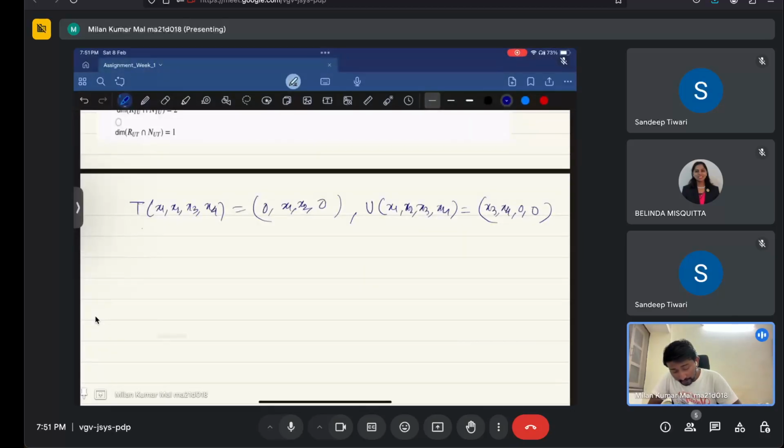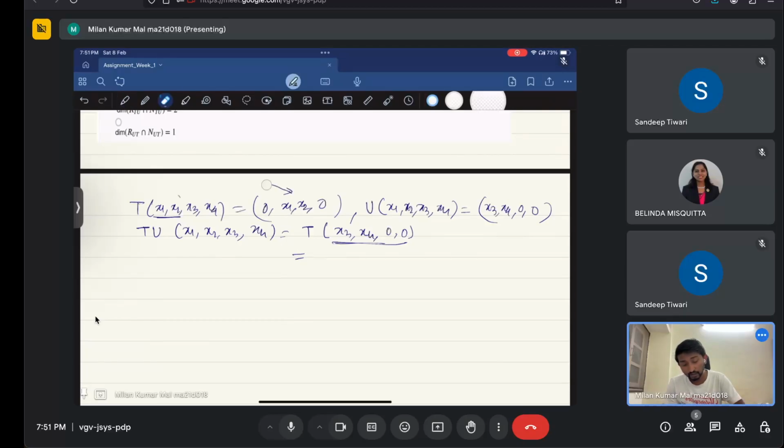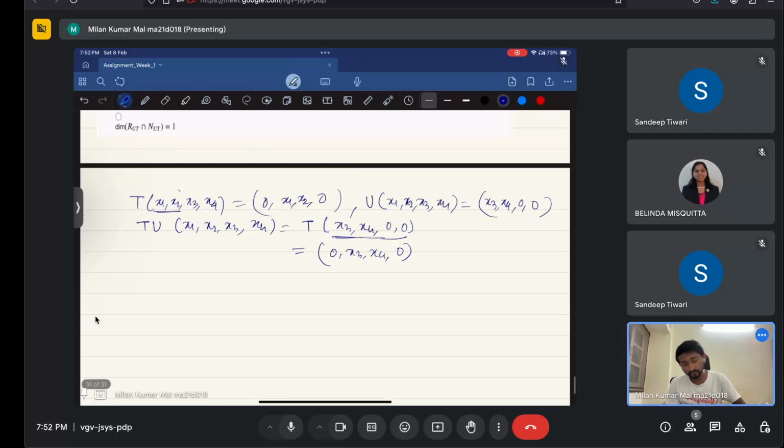TU on the element (x1, x2, x3, x4) will be T of U(x1, x2, x3, x4), which is T of (x3, x4, 0, 0). So now this is the new (x1, x2, x3, x4). What will happen? T shifts the first two elements to the middle and makes all the others 0, right? So shift the first two elements to the middle and write it this way. This is TU.